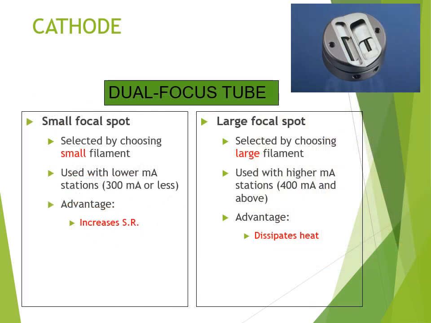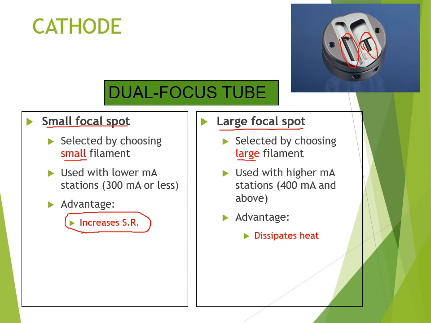Now we have what is called a dual focus tube. Because we have a small and a large focal spot, which means we have a small and large filament, we have a dual focus tube. The small focal spot is selected by choosing the small filament. It's used with lower mA stations such as 3 mA or less, and the advantage is it increases spatial resolution.